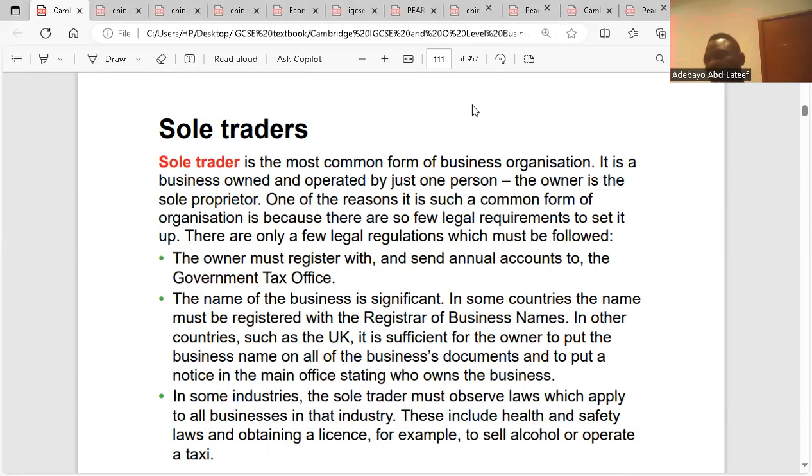So a sole trader, which is an example of a private sector business, is owned and controlled by an individual. That's why I call it sole trader. I think it's clear. Yes.